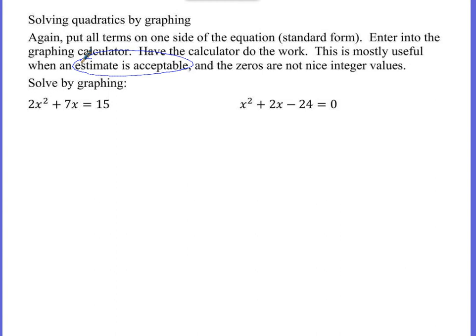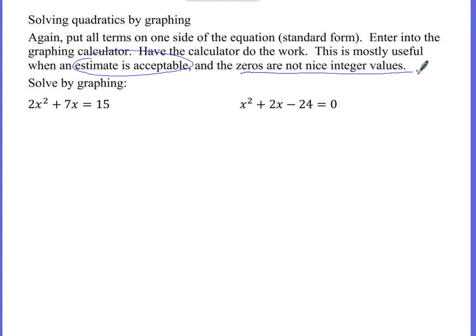The zeros can be not nice integer values. Those 4 problems that we were just working on, we got nice values as our answers. A lot of times in your quadratic equations, if you're trying to find where the graph crosses the x-axis, you don't get nice numbers. And that's when a graphing calculator is most useful, when a decimal approximation is okay.